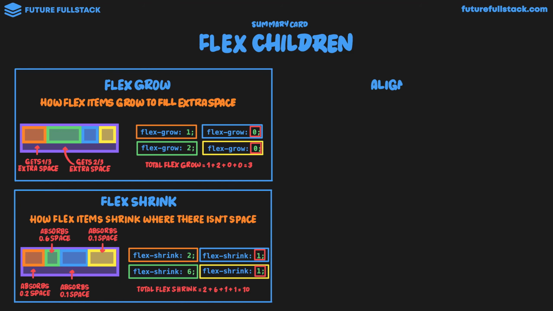We then looked at the align self property, which sets individual flex item alignment along the cross-axis, and will override any align items value set on the flex container.